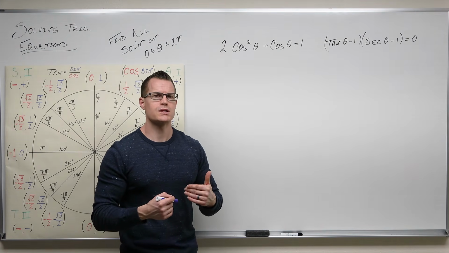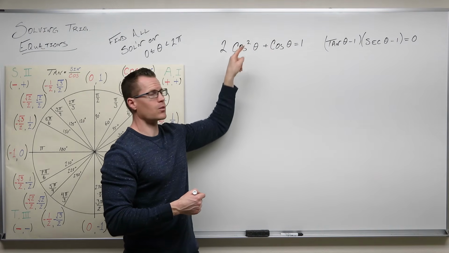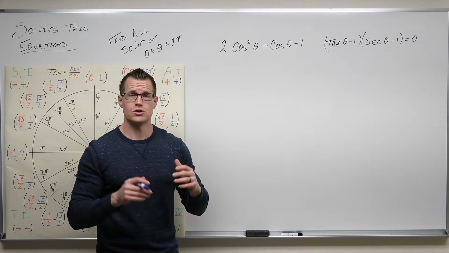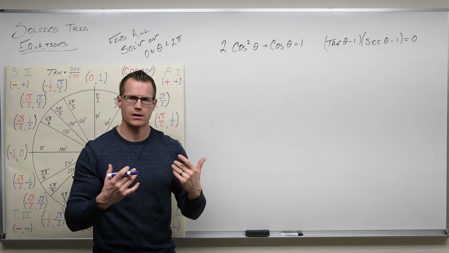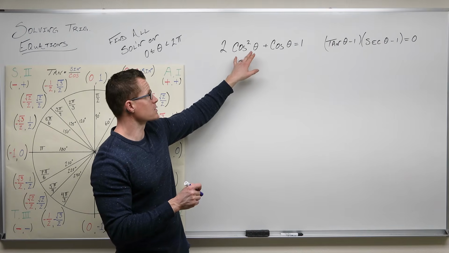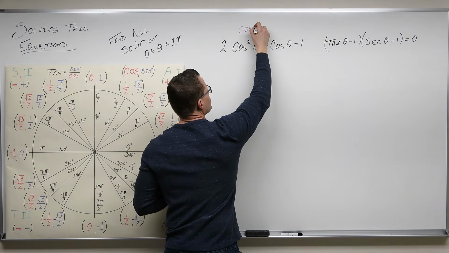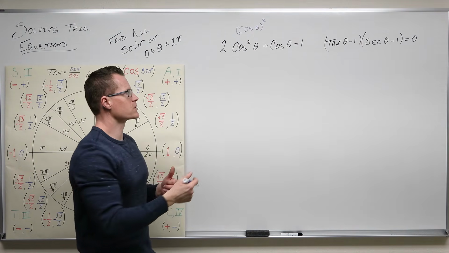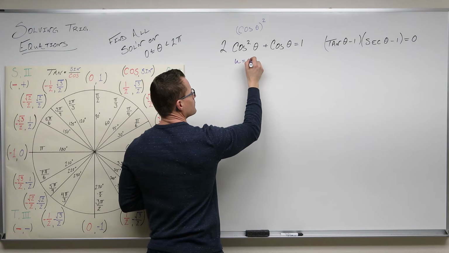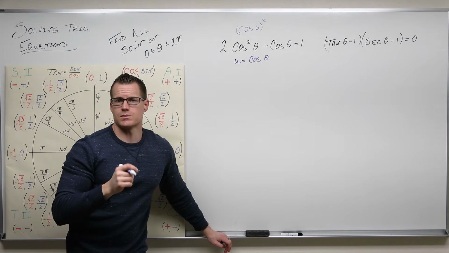But if you're struggling with this a little bit, remember that every time you have a power 1 here and a power 2 there, you can make a substitution of the inside thing. The inside thing here is cosine. Remember that this means cosine theta squared. So if we let's say u equal cosine theta, that lets us do this substitution.